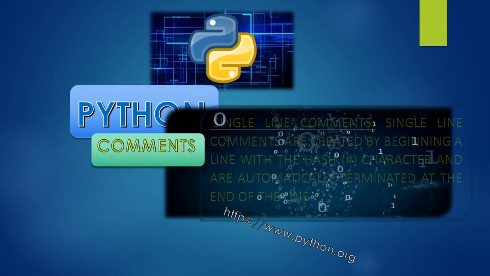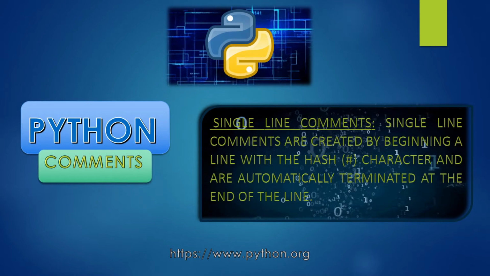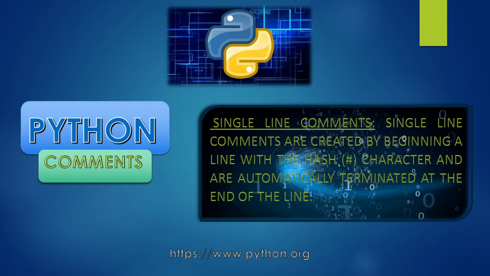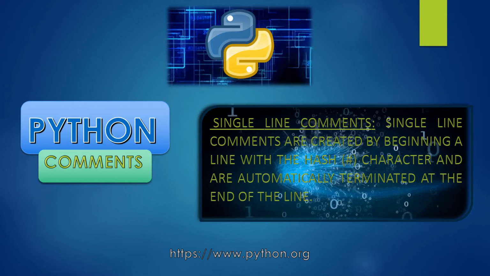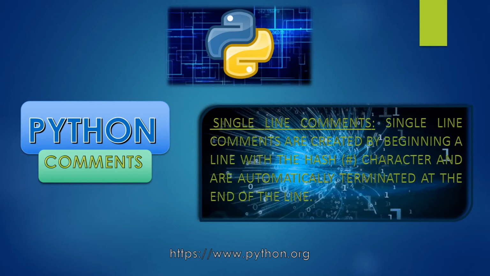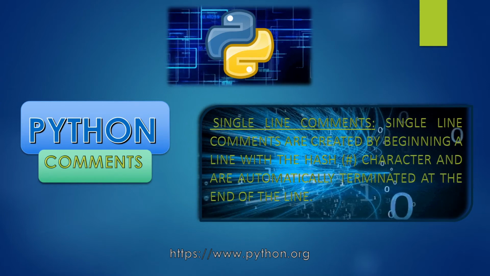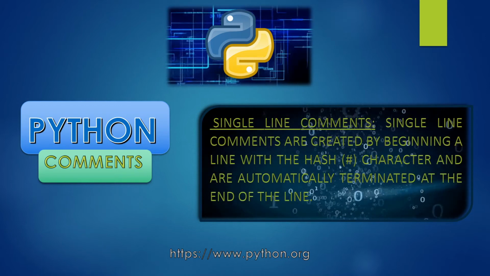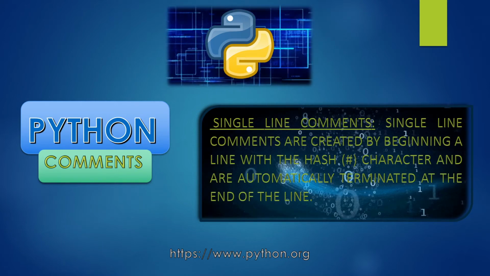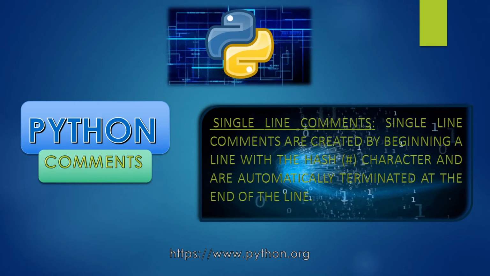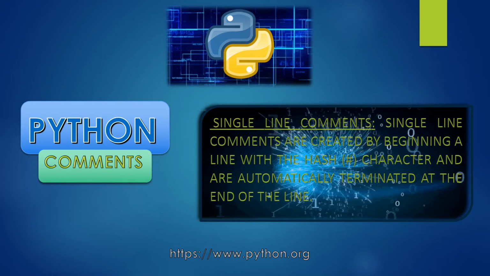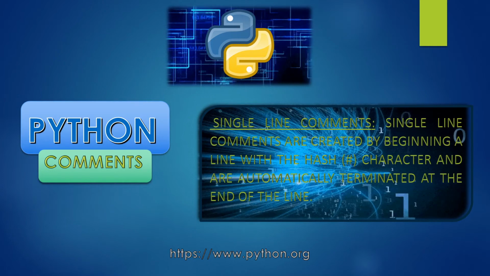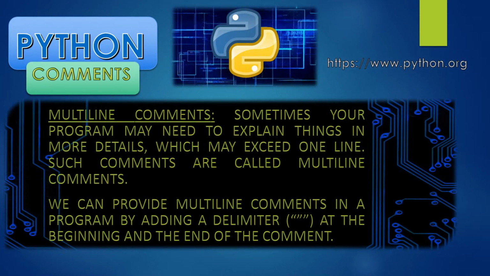As the name indicates, single line comments are created by beginning a line with the hash character. Hash is a symbol, and this symbol is used for single line comments, which are automatically terminated at the end of the line. Means we don't have to specify where the comment will end. So if you put the hash symbol at the beginning of a line, it means it will comment the whole line itself.